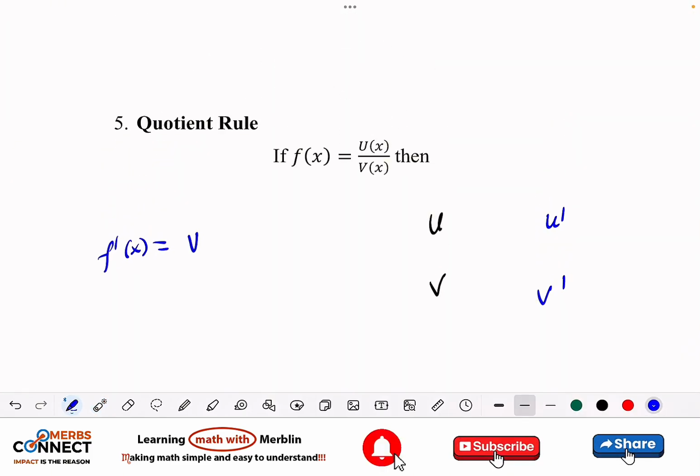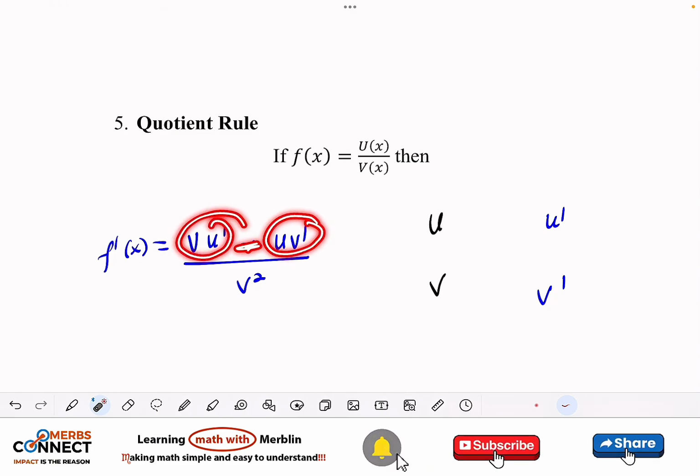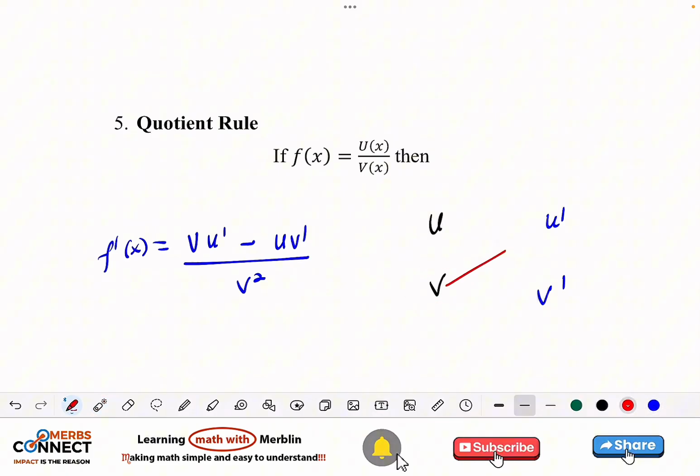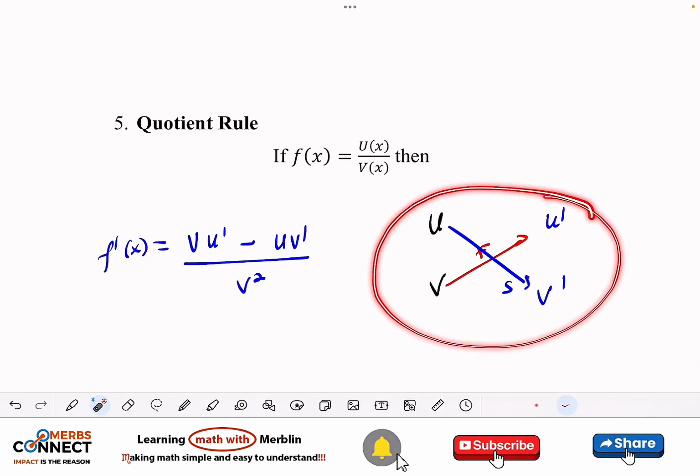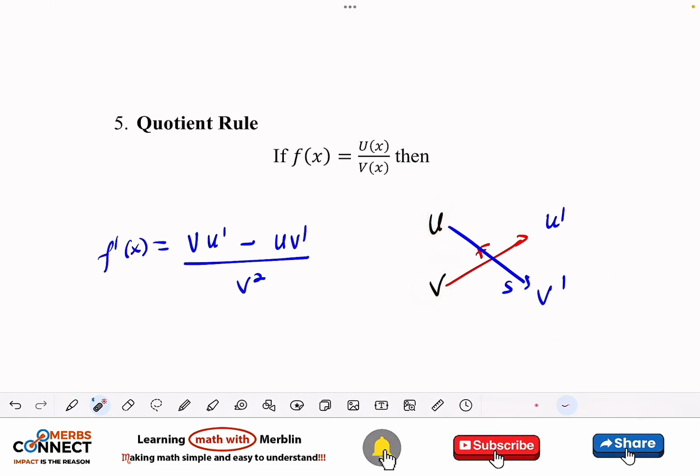Here we maintain V first and then we differentiate U, minus, now we maintain U and differentiate V, then we divide it by V squared. So you cannot bring this one first followed by this because of the negative here, right? So always V, always the red one first, right? And then the blue one second, right? So if you are arranging it in this form, that's how it's supposed to be. So U, V, U prime, V prime. Then you need to go with V and U prime followed by U and V prime. So this is the quotient rule.